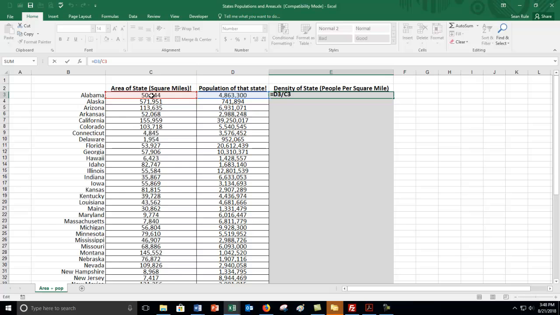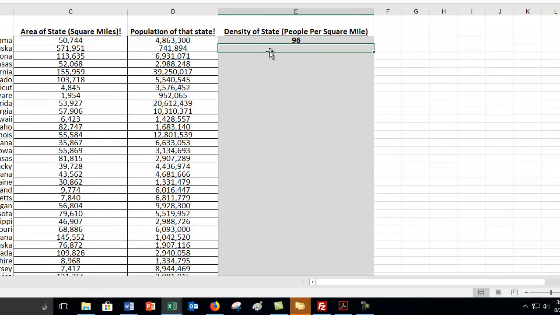When you divide 4,863,300 by 50,744, you get about 96. That means if you were to spread those people out evenly across the entire state of Alabama, you'd have about 96 people per square mile. Now, remember what a square mile is. It's a square that has 1 mile on one side and 1 mile on the other side. It's huge. A square mile is a massive thing. So if you spread the Alabamans out, you'd have 96 of them per square mile.